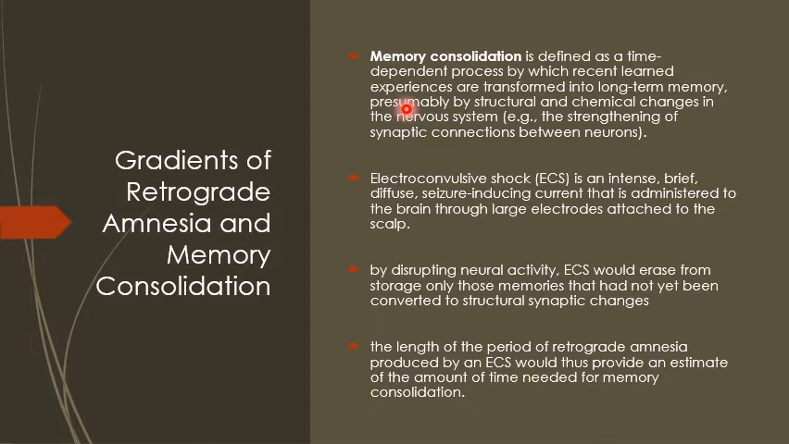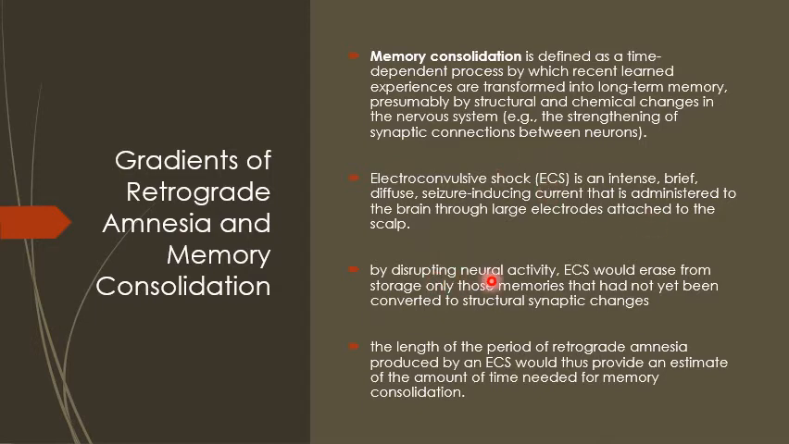So to find out how long, or what the span of time is, it takes for short-term memory to be transformed into long-term memory, they have used electroconvulsive shocks, or ECS. This is an intense, brief, diffuse, seizure-inducing current that is administered to the brain through large electrodes attached to the scalp. So what is the rationale for using ECS to study memory consolidation?